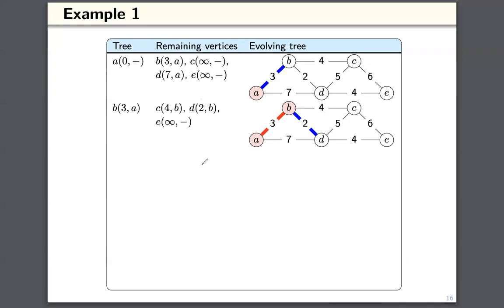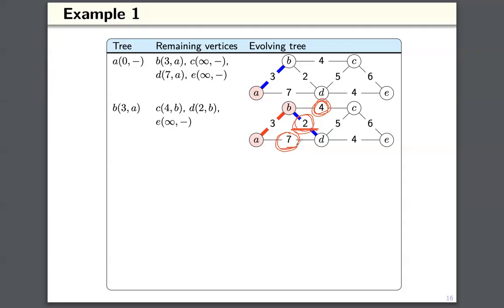Make sense? Okay. Now B is in the tree now, right? So let's think about all possible edges coming out of the tree. This one, this one, this one, right? So we take the minimum one.